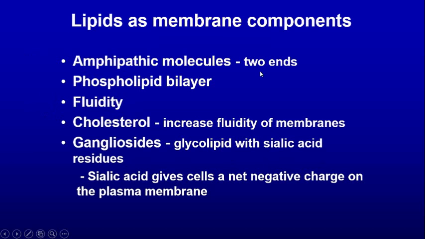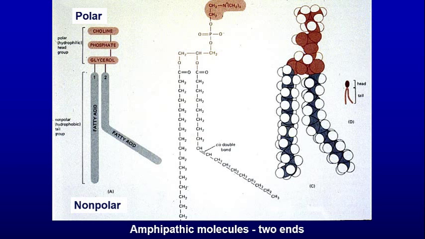Amphipathic molecule: two ends, a polar end and a nonpolar end. Phospholipid bilayer: two layers, phospholipids parallel to one another. Fluidity: cholesterol increases the fluidity of the membrane. Fluidity is how things migrate or move around in the membrane. Gangliosides: glycolipid with sialic acid. The sialic acid is what gives the cells a net negative charge on the plasma membrane.